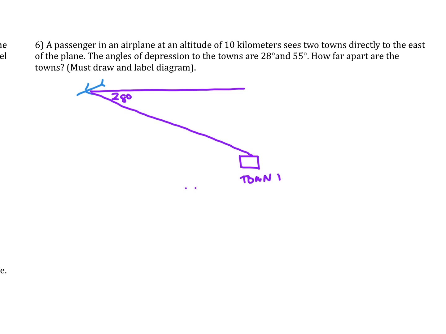And then there's another town that person sees, and that entire angle is 55 degrees. Okay, so that's in total here. And so that is town 2. I do want to make them parallel on the ground. Okay, so I'm going to change that a little bit just so it looks a little clearer. Town 1, Town 2.